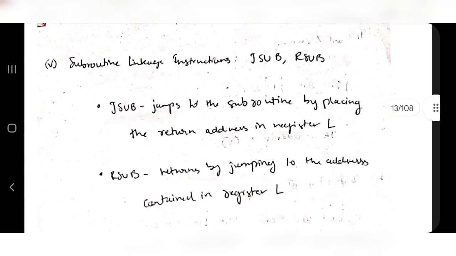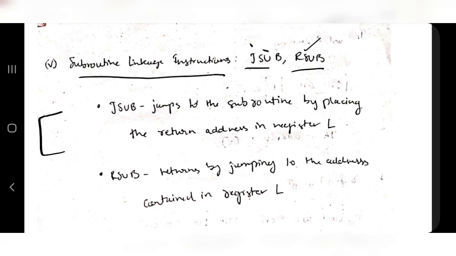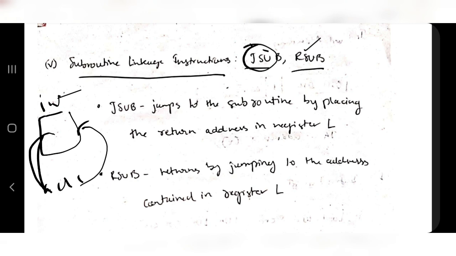And in the same way we have the subroutine linkages also: JSUB and RSUB. Jump to the subroutine and return from the subroutine. That is nothing but if you have, like, the int main function, and this is the add function. Jump to the subroutine and return from the subroutine. These two operations are for these purposes: jump and return.